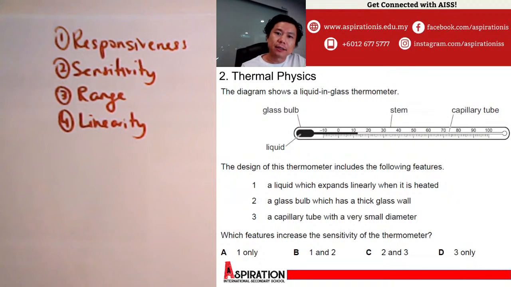Can I have the answer to this question? Can you please key in the answer to this question? Okay, I'll check the chat in a while.